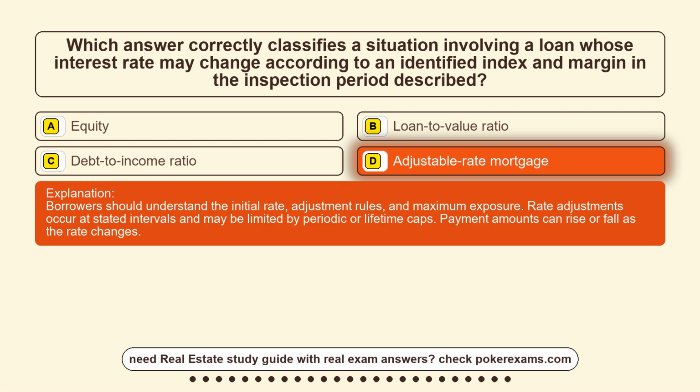Borrowers should understand the initial rate adjustment rules and maximum exposure. Rate adjustments occur at stated intervals and may be limited by periodic or lifetime caps. Payment amounts can rise or fall as the rate changes.